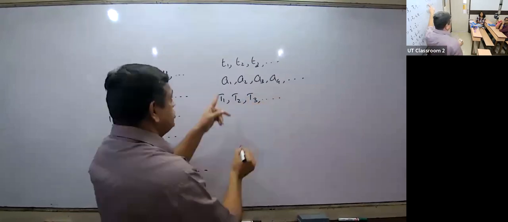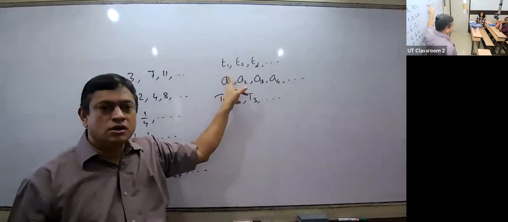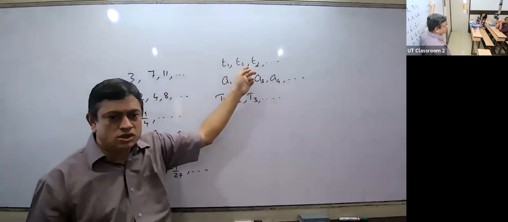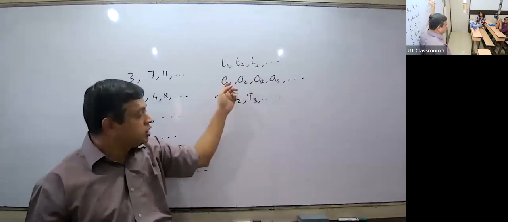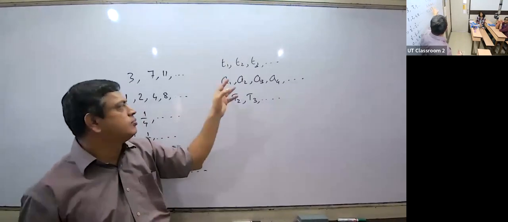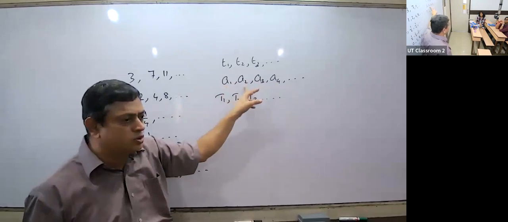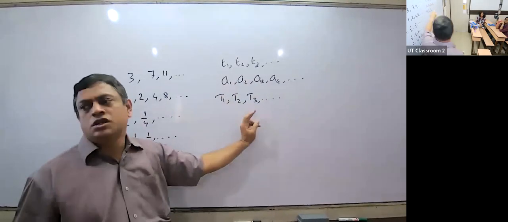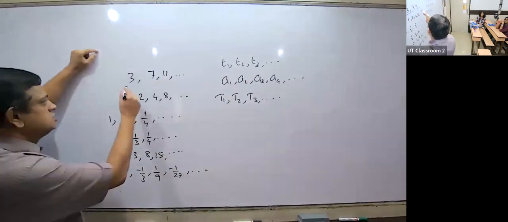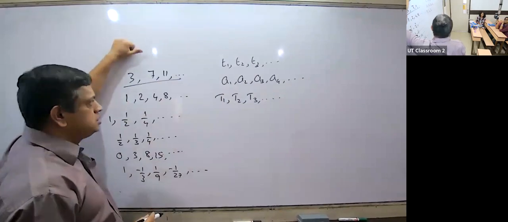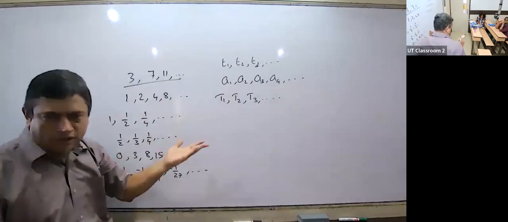Whenever you see T1, what is the meaning of T1? First term of the sequence. What is the meaning of T2? Second term of the sequence. Or even A1. Is there any difference between T1 and A1? No. A2 means second term of that sequence. The capital T3 means third term of the sequence. If you see this sequence, what is T1? 3. T2? 7. T3? 11. That way you can find out. Have you followed or not?